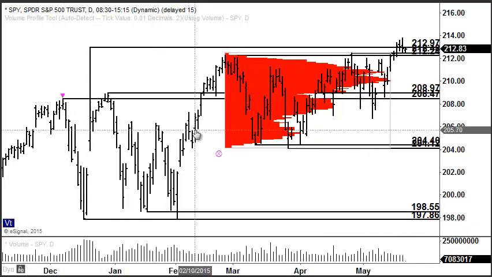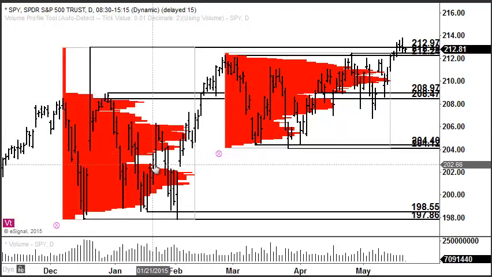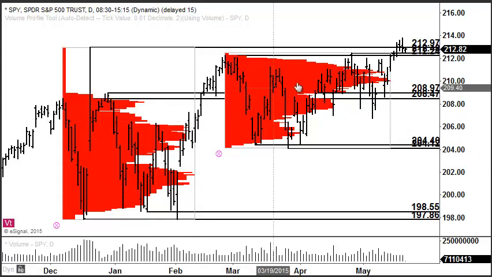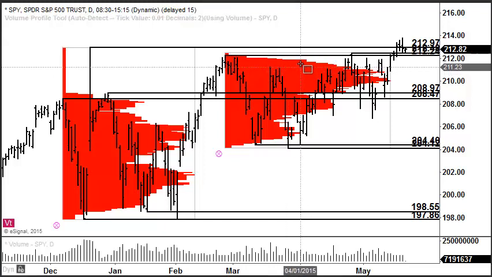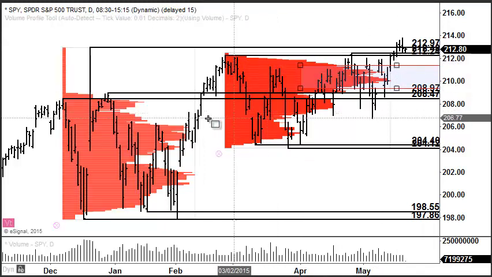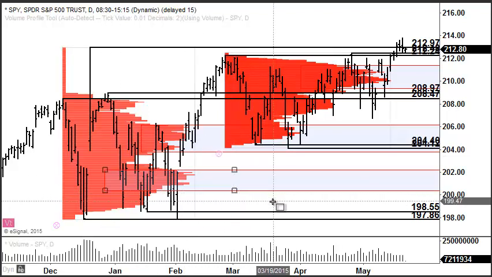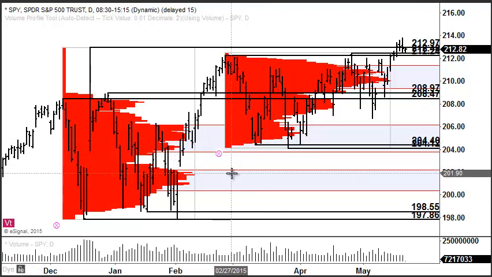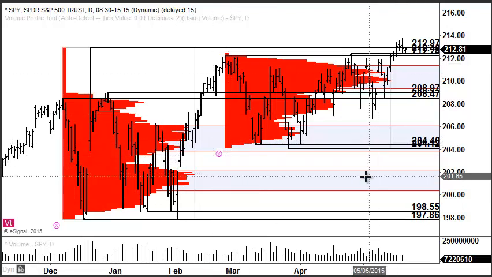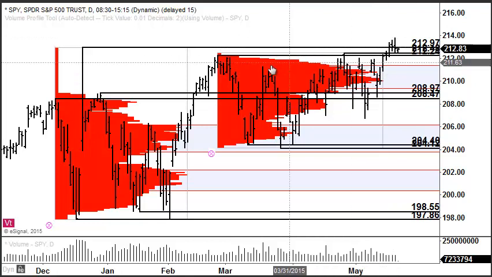So we've captured these phases of rotation. We need to identify the high volume areas now that we've applied these profiles. And so now we have the high volume areas identified. This is all the information that we need to be able to formulate a read on what this market is doing. So we can see that the market is currently moving higher out of this most recent period of rotation.